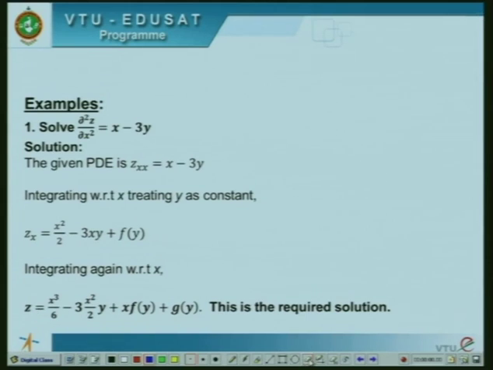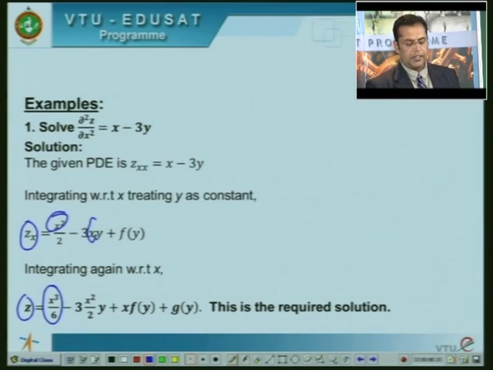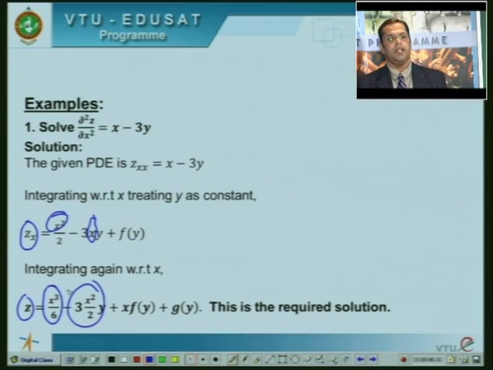Next, the integration of x square by 2 will give you x cube by 3 into 2, which is x cube by 6. So, from zx you get z: x square by 2, integration of x square is x cube by 3, into the 2 in the denominator will give you x cube by 6, minus 3 into, you have x term here, other terms are constants. So, x integrates to x square by 2, into y. So, you get minus 3 x square by 2 into y.